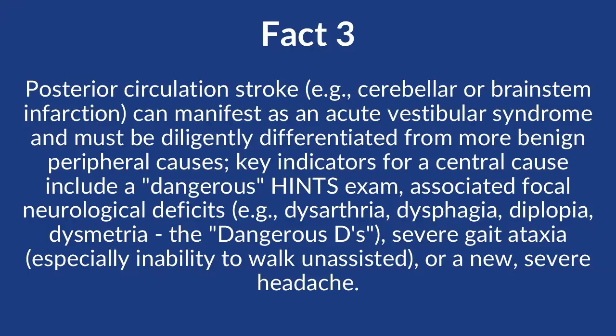MRI with diffusion-weighted imaging, or DWI, is the preferred imaging modality. However, it can be falsely negative in 15 to 20% of posterior circulation strokes within the first 24 to 48 hours. A non-contrast head CT is largely insensitive for acute ischemic stroke in this region, but it can rule out hemorrhage. While traditional risk factors increase suspicion, posterior circulation strokes can occur in younger patients without these risk factors, often due to vertebral artery dissection.